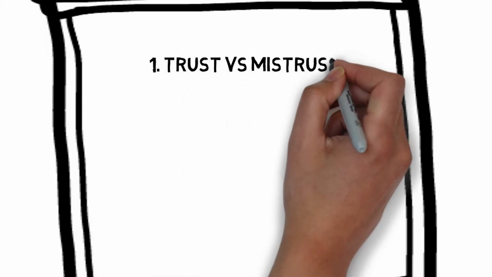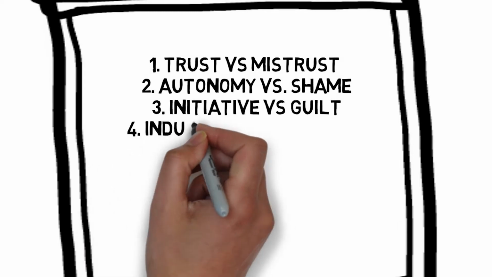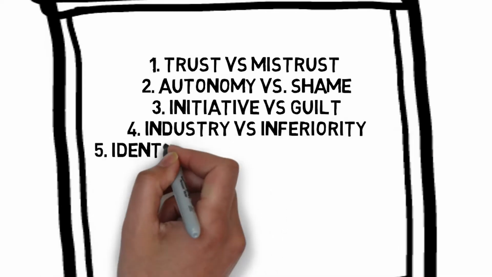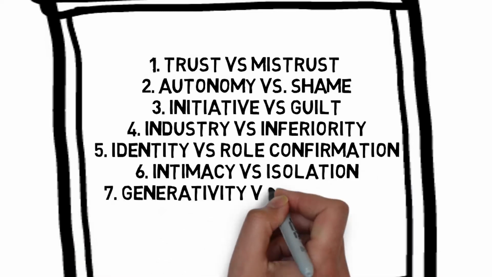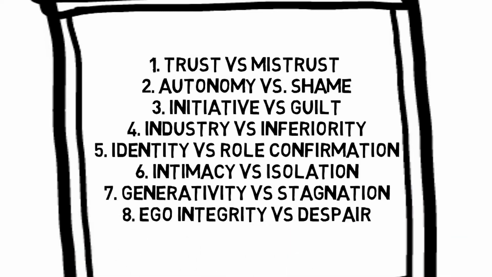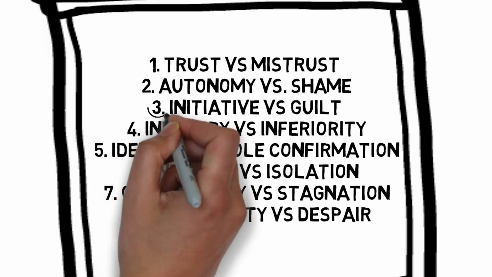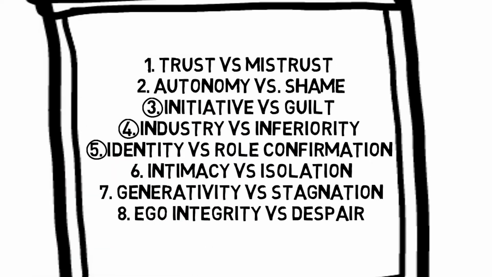The stages are: Number 1, trust versus mistrust, autonomy versus shame, initiative versus guilt, industry versus inferiority, identity versus role confusion, intimacy versus isolation, generativity versus stagnation, ego integrity versus despair. Today, we'll mostly be focusing on stages 3, 4, and 5 in relation to the novel because those stages relate to the age groups of the boys in the Lord of the Flies most.